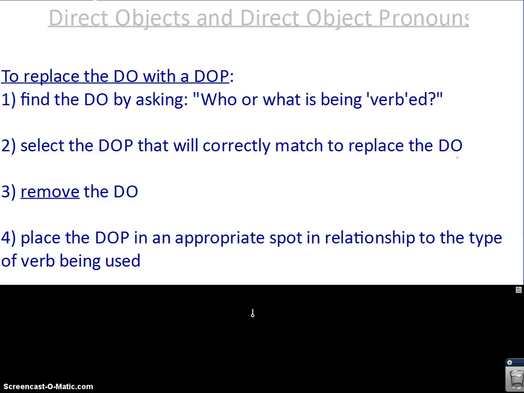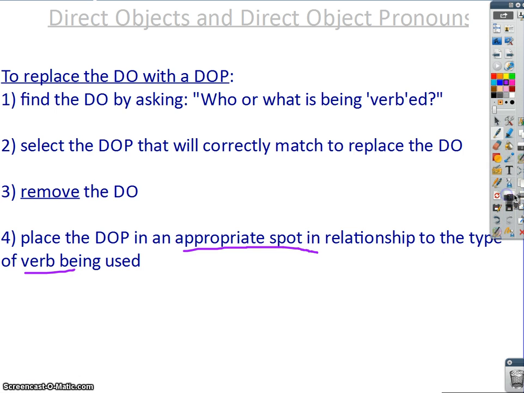Write this down so you have it for reference, and we'll go step by step to put all of this together. So again, if you need to press pause to finish writing this down, press pause and play again when you're ready, and we're going to talk about where these appropriate spots are to place pronouns in relationship to the types of verbs in your sentences. Here we go.